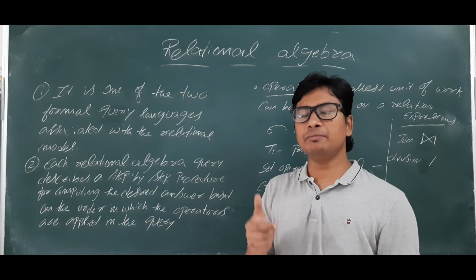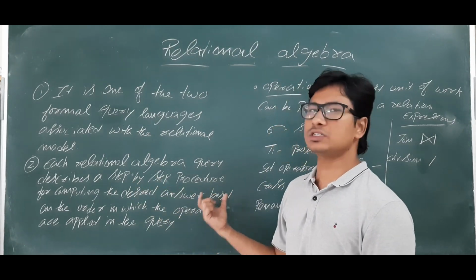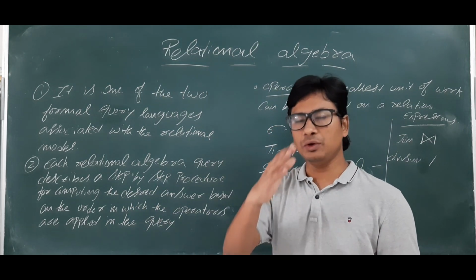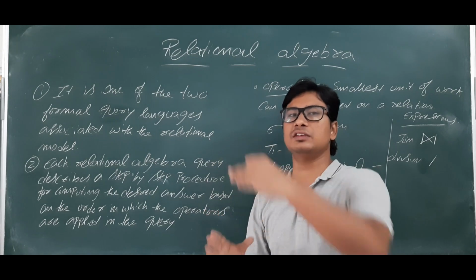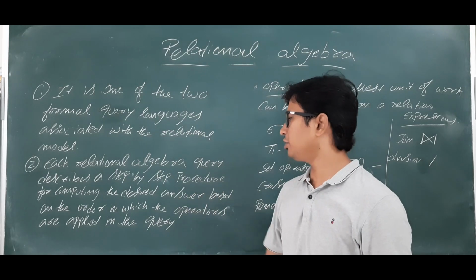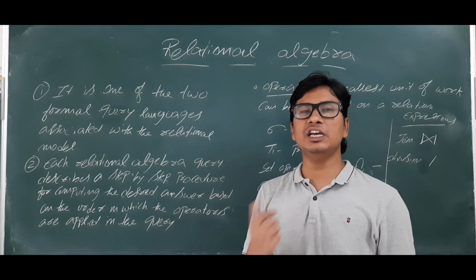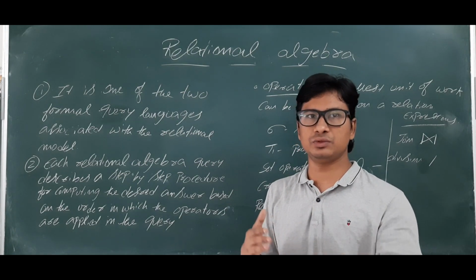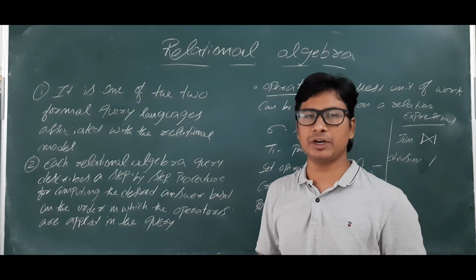Why do I call it a procedural language? It tells the step-by-step procedure for computing the desired answer. You have to perform this operation first, then this operation on the relation, and so on. It gives you a step-by-step procedure. That's why we call relational algebra a procedural language, whereas relational calculus is a non-procedural language. I don't want to introduce relational calculus now; we will discuss it in a separate video.